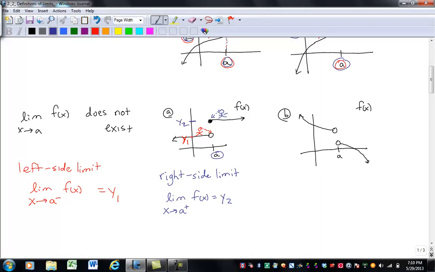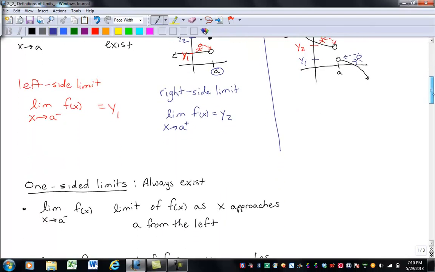And that's the exact same thing that's going on in graph B. If I stand to the left of A, it looks like I'm going to end up at y2. If I stand to the right of A, it looks like I'm going to end up at the blue spot, y1. And since the limits aren't the same, we know that the limit does not exist. So in A and B here, the limit doesn't exist, because on the two sides it looks different.